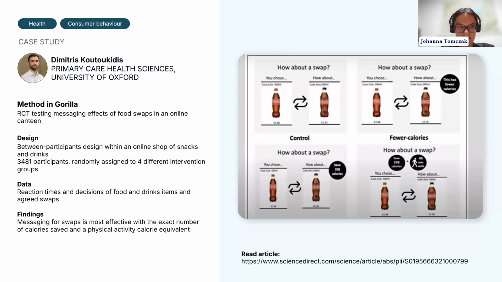Dimitris found that the messaging for swaps is most effective with the exact number of calories saved and the physical activity calorie equivalent. So the 4th option, which we've got in the bottom left corner. Again, if you're interested in this article, Holly is going to send around a link. You can have a look at how this research was done exactly and see all the findings in a bit more detail. We're going to have a look again at how this works in Gorilla.